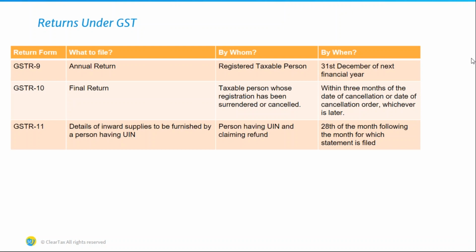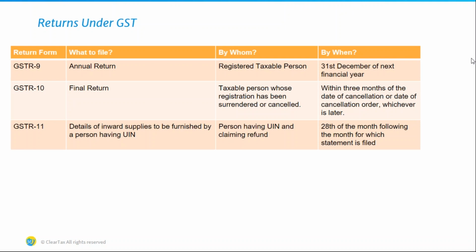And this can be because they obtained registration for a specific event, or the goods they are dealing in and other services that they are providing, GST may not be applicable on such transactions, and thus they are opting for cancellation of their registration. And in such cases, businesses are required to file their GSTR 10, which is their final return under goods and service tax. And this return has to be filed within 3 months of the date of cancellation or the order for cancellation, whichever is later.